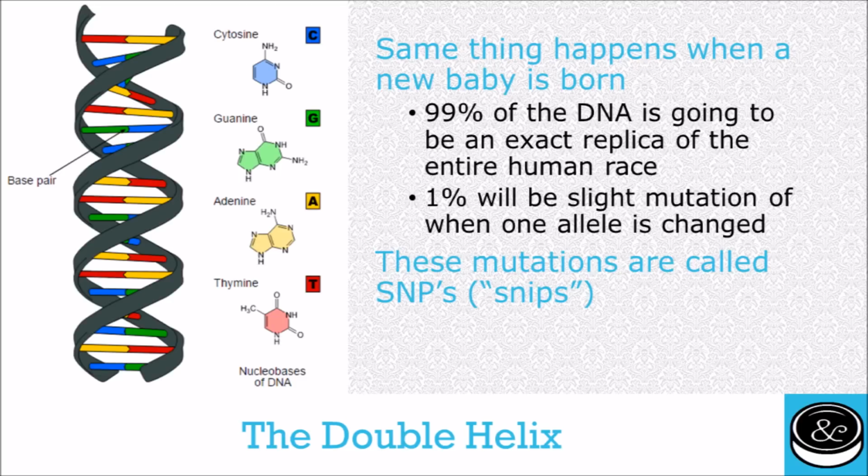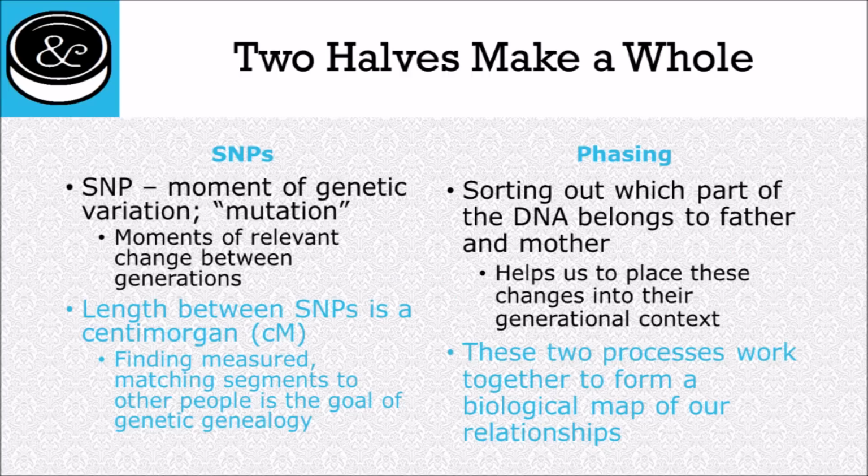on my chromosomes. But there are a couple different things that we have to be able to do in order to see those, to measure those, and to track those. And so the SNPs are the changes. And in order to track them, we have to measure them. And we measure the distance between SNPs in a unit called a centimorgan. You'll see that represented with a lowercase c and a capital M.